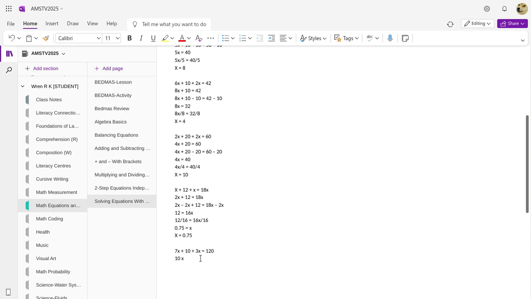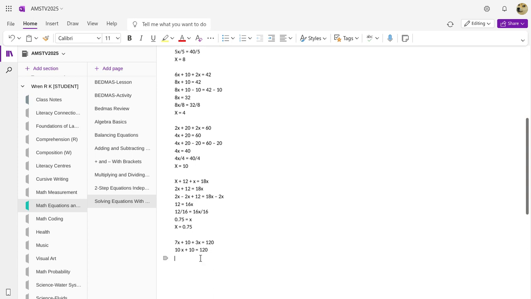What do I always deal with first? Subtract. Wait, this is so... What? How are you done already? 10x plus 10 minus 10. No, if I take away 10 from one side, I gotta take the same thing away from that side.